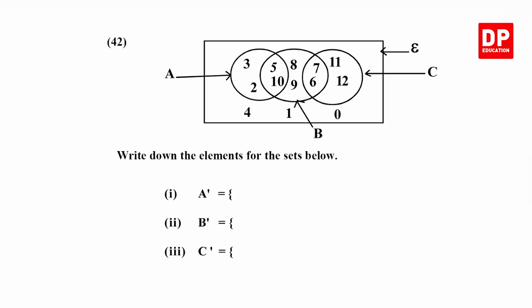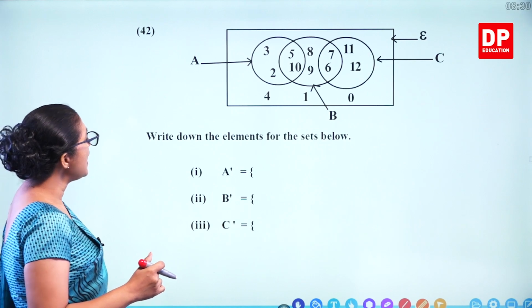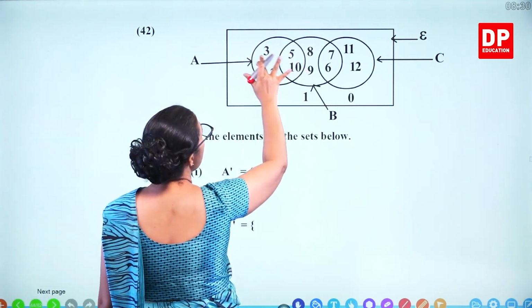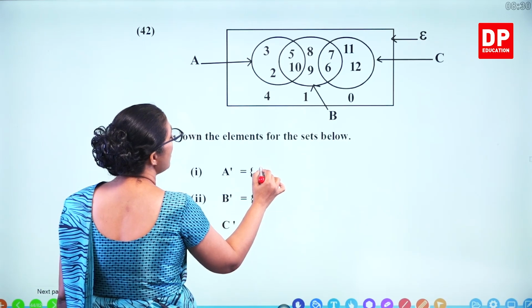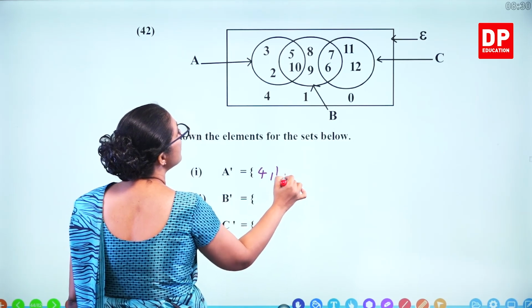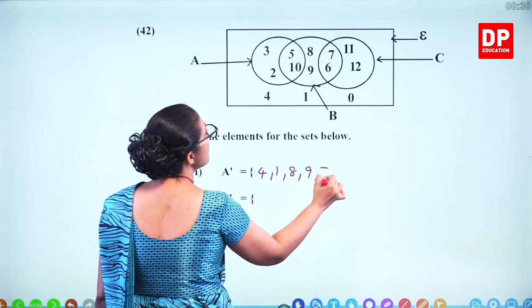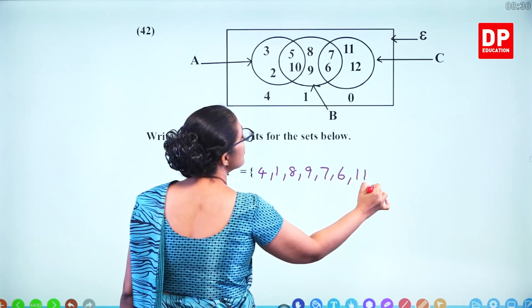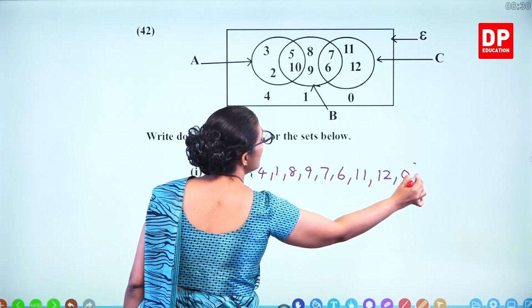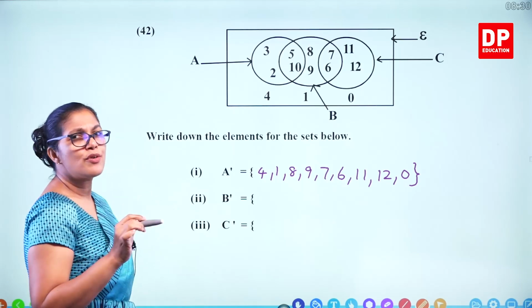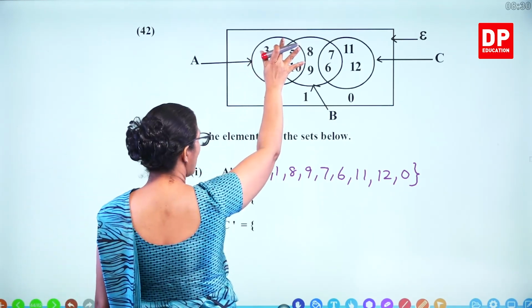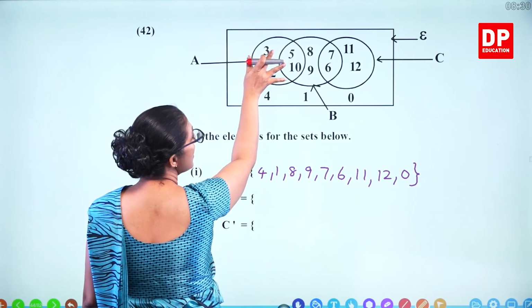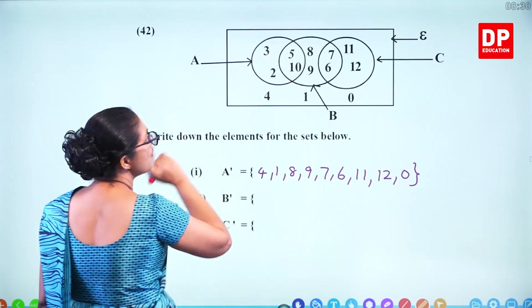Look at this diagram A, B, C. Write down the elements for the sets below. A dash, close A and write down all the elements. 4, 1, 8, 9, 7, 6, 11, 12, 0. Order is not important when you write down elements. So close A and write down all the elements.